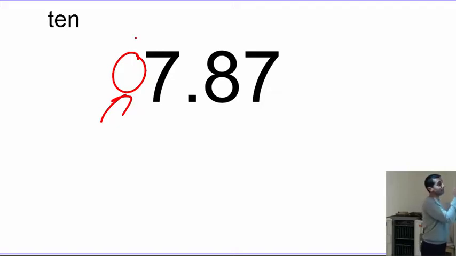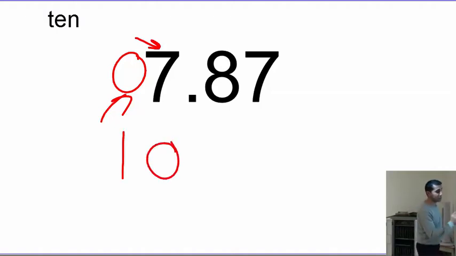Let's look at the following number, which is 7, more than 5. So I'm going to give 1 extra and write down 1. And the rest is supposed to be 0. So if we round 7.87 to the nearest 10, I'm going to end up having 10.